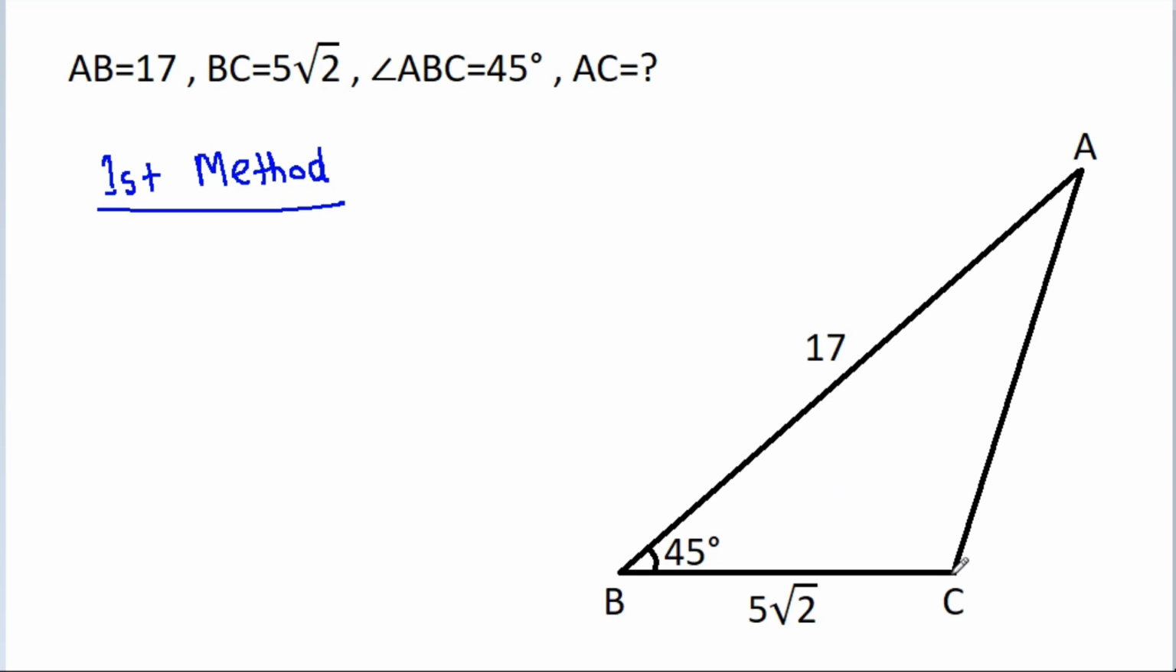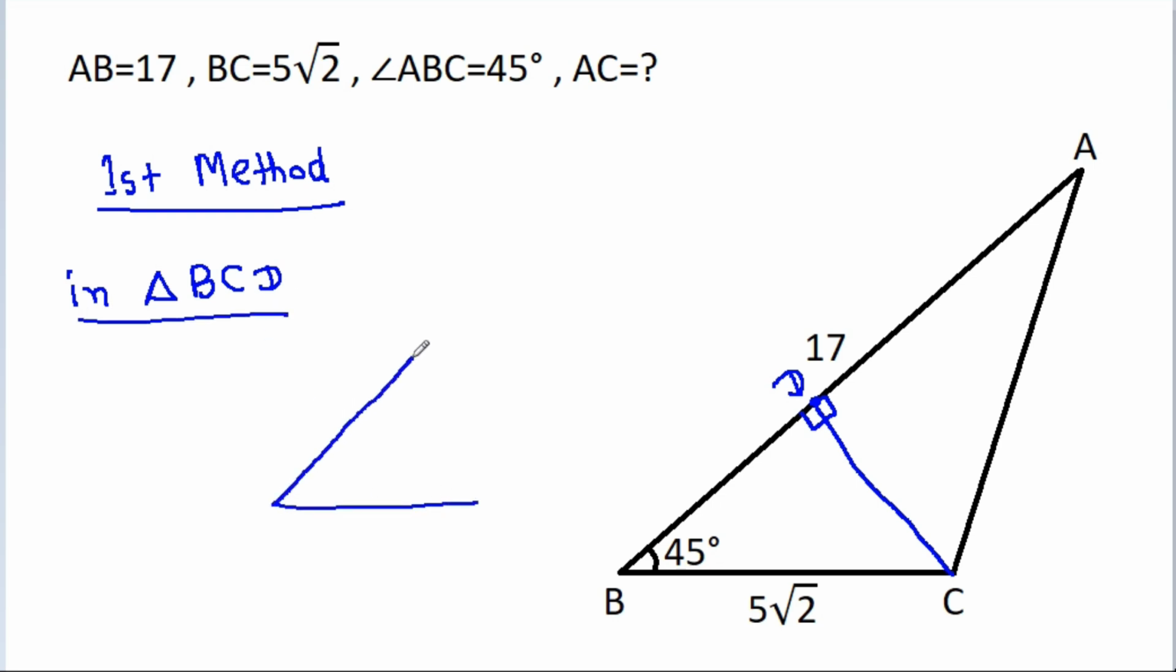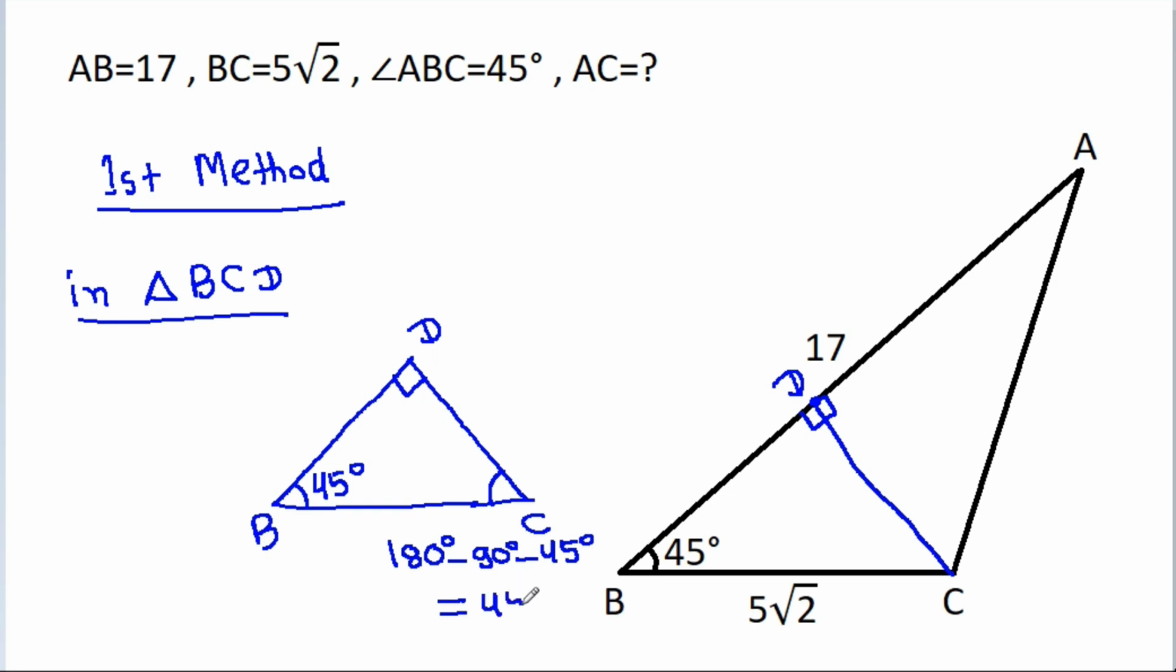if we draw a perpendicular from C on AB, suppose this point is D, then in triangle BCD, this angle is 90 degree, this angle is 45 degree, so this angle will be 180 degree minus 90 degree minus 45 degree, that will be 45 degree.